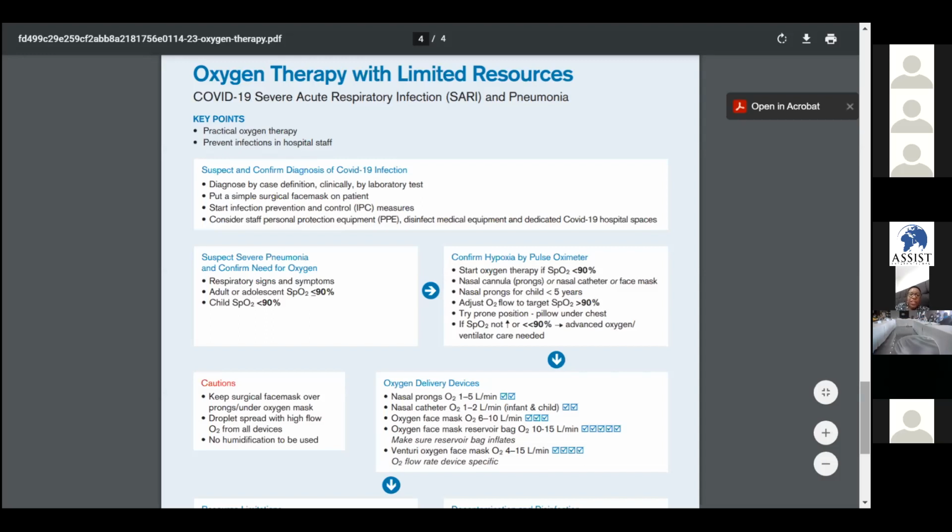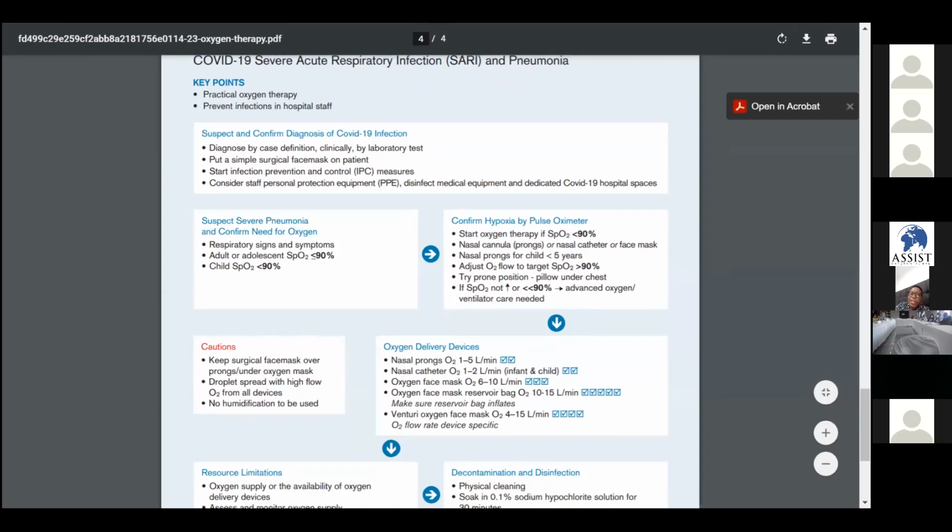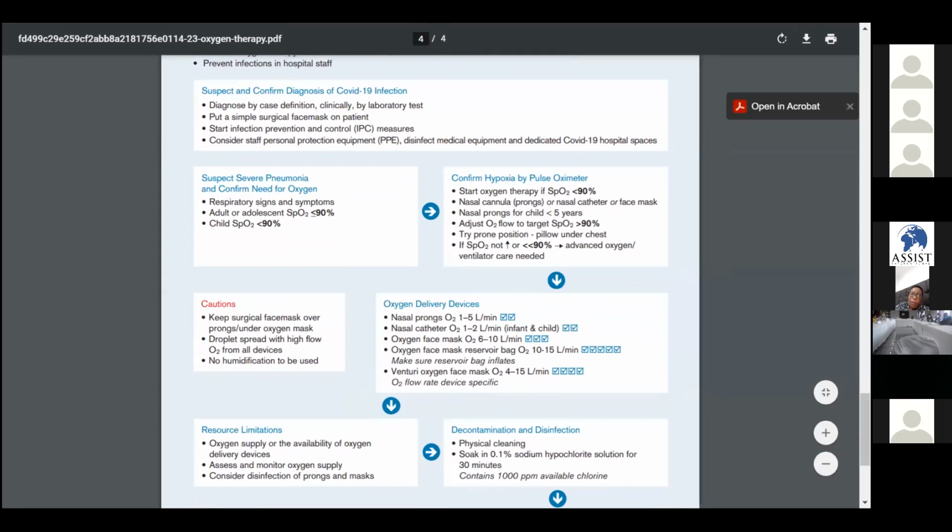In the slide being shared by Alana, I think this will be shared. Alana, can you please share the slides? Okay, thank you. So the nasal prongs would deliver oxygen from 1 to 5 liters per minute. If your patient does not improve, you want to escalate your therapy by choosing a different device. Usually from your nasal prongs, in some facilities, you may have nasopharyngeal catheters. I think in our setting, these are not readily available.